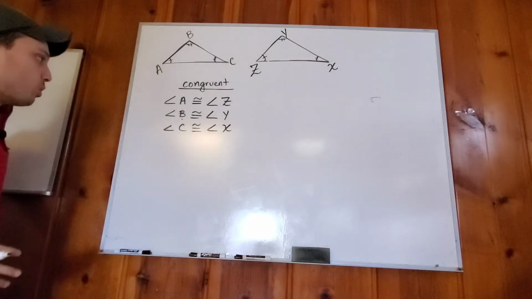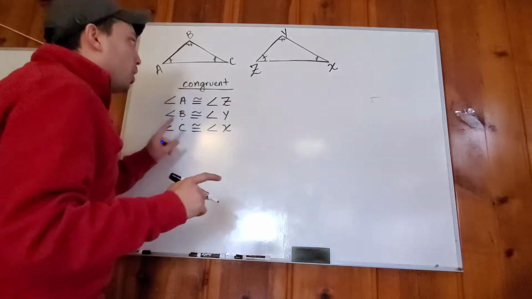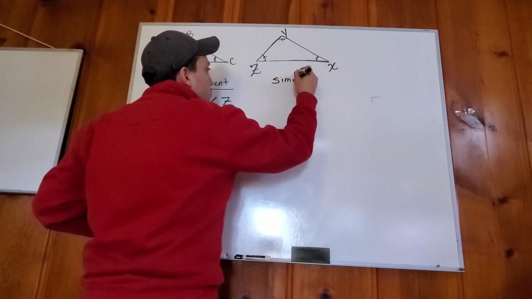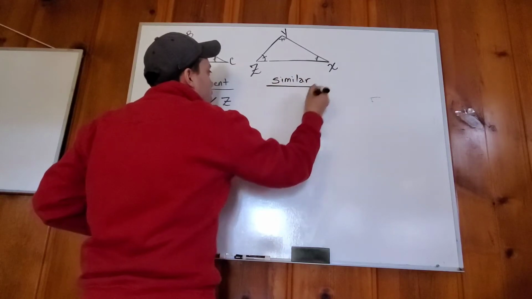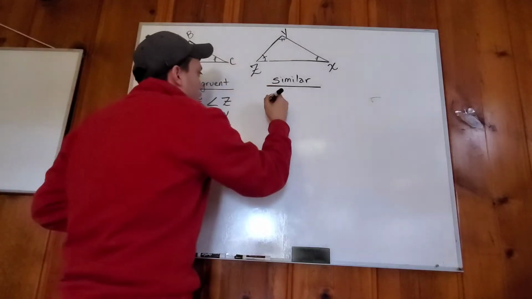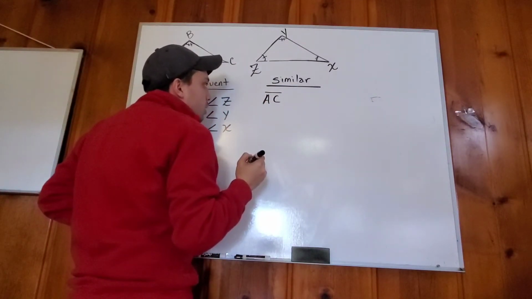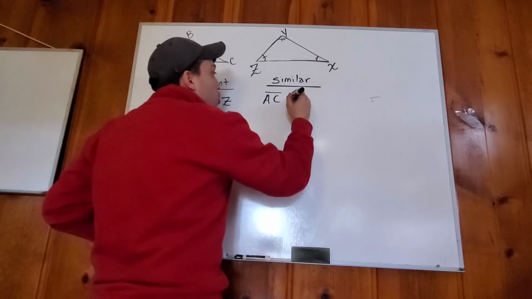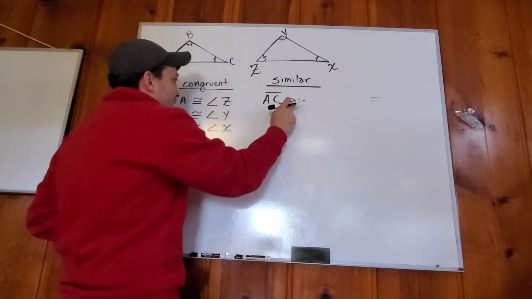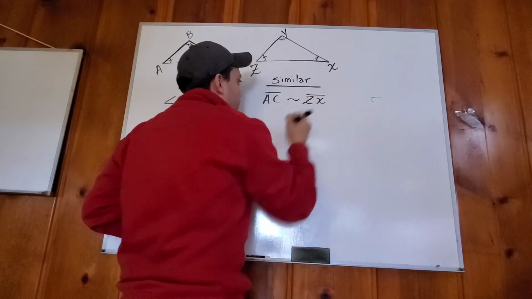Okay, so that is what's congruent, but then what is similar? Because that's the whole point. The lesson is similar, not congruent. And the ones that are similar are the sides. Those sides are similar. Side AC, remember to put the little line segment on top, is going to be similar. This is the similar sign, okay? Not the congruent, but similar. It's similar to ZX, okay?